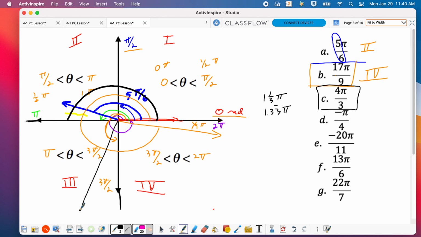So I'm going to go to here and say that angle is my 1 1/3 pi or my 1.33 pi. In between 1 pi and 1.5 pi's is about there, which is the third quadrant. We're just using these numbers to figure out where it belongs. All right, try the next one.